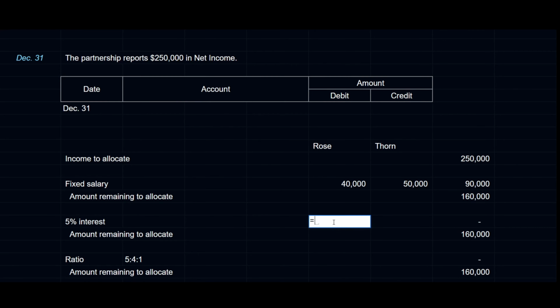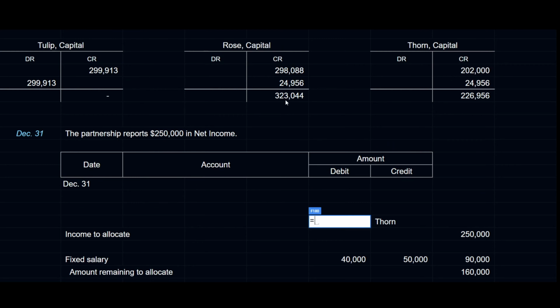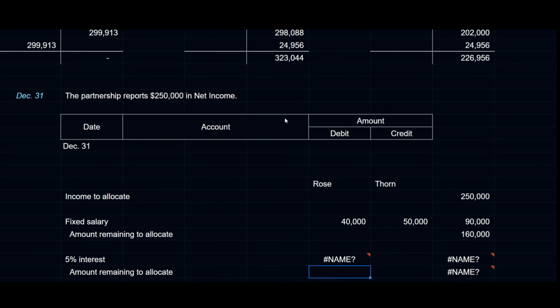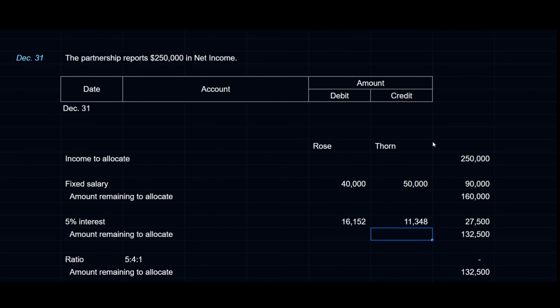So what number do we have for that? If we go to Rose, Rose had $323,044. Thorn had $226,956. And we just allocated $27,500 in total, which leaves $132,500 left.